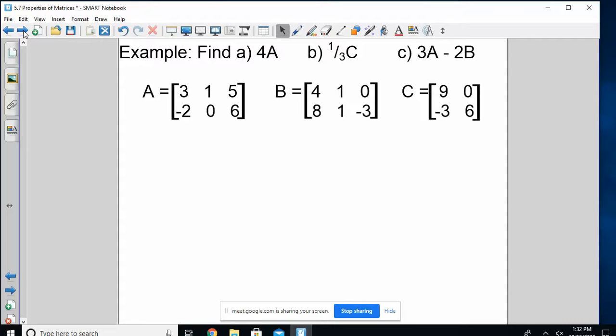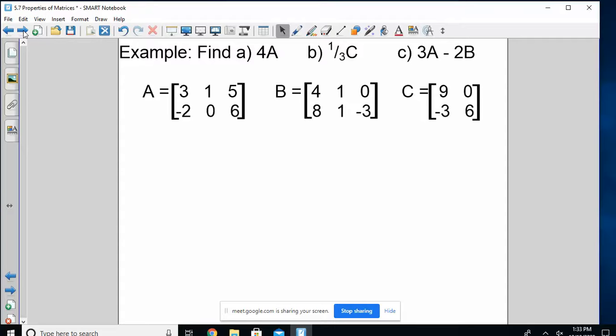Yep, take every single number in there times 4. So the size isn't going to change. So 3 times 4 gives me a 12. 1 times 4 is a 4. 5 times 4 is a 20. Second row, -2 times 4 is -8. 0 times 4 is 0. 6 times 4 is 24. If I asked you, what's the size of this matrix? When we do the size, we do rows by columns. So how many rows? 2 by 3. Okay, so this is a 2 by 3 matrix. 2 rows, 3 columns.